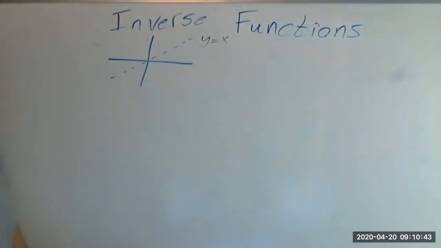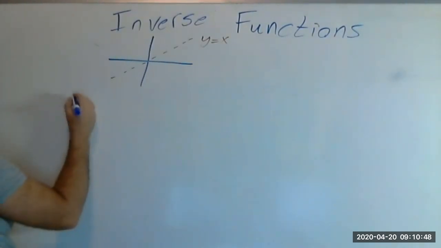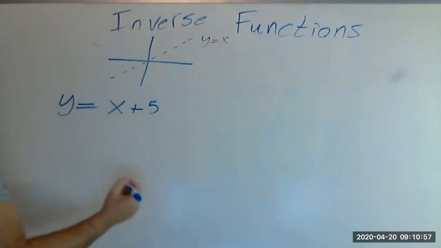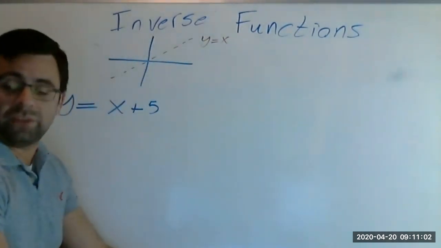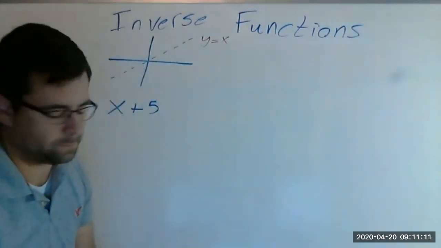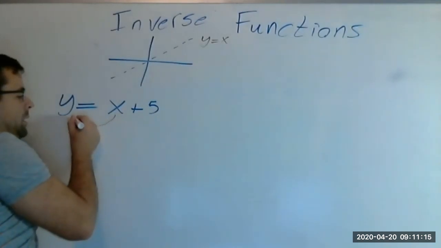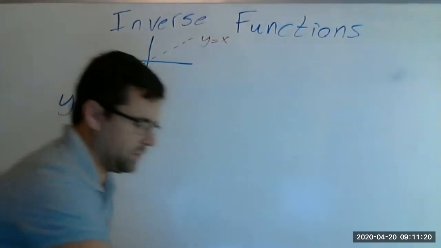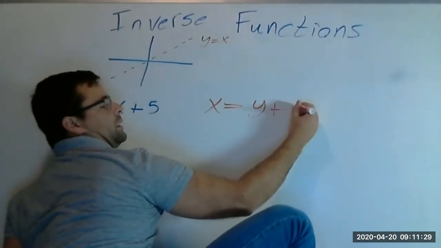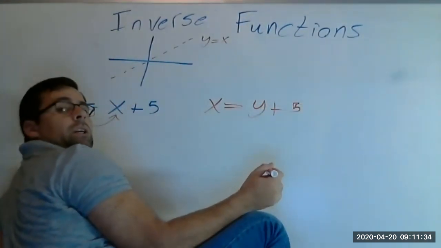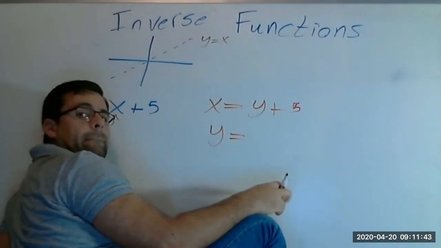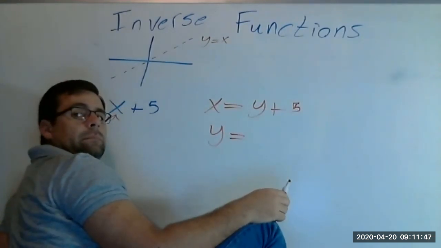So let's do some quick little practice with them. If our function is x plus 5, we said the way that we find the inverse is we switch x and y, and then we resolve for y. So the first thing we do is switch those two, and you get x equals y plus 5. So solve that equation for y.